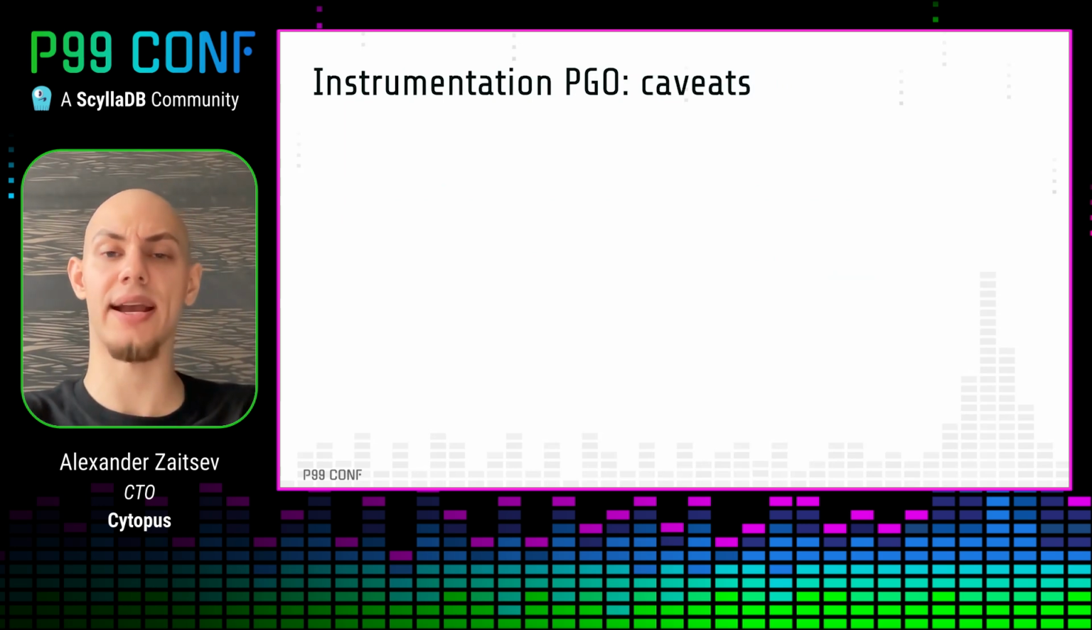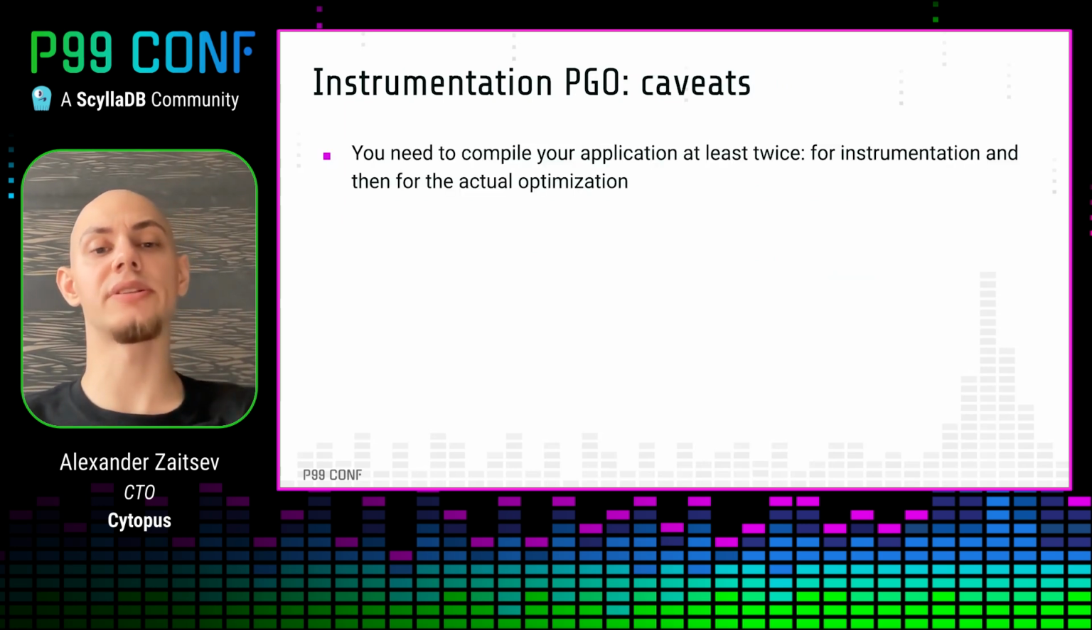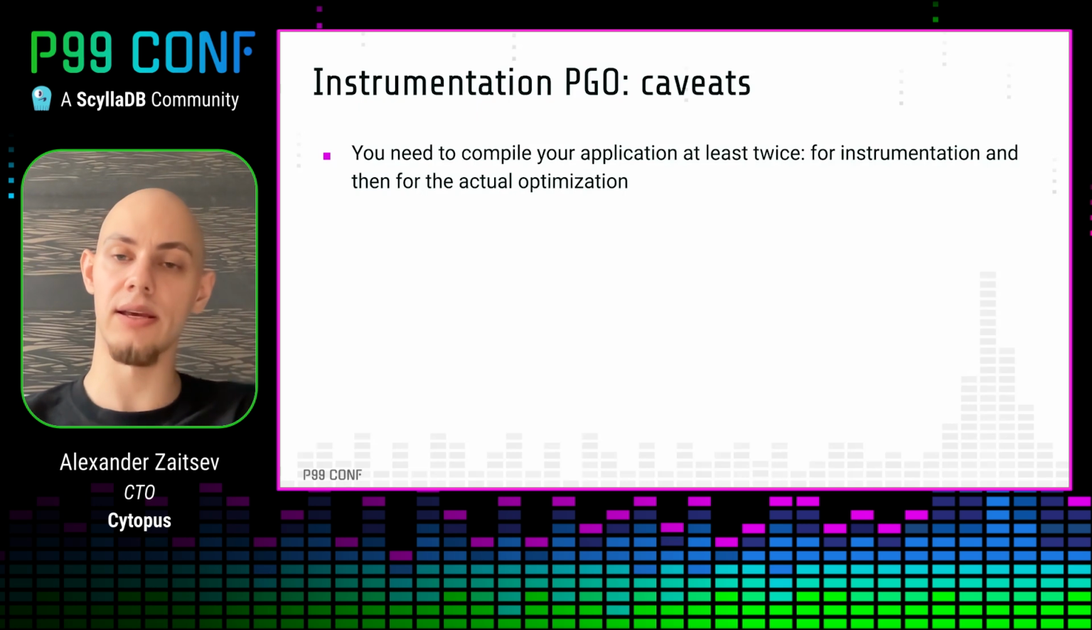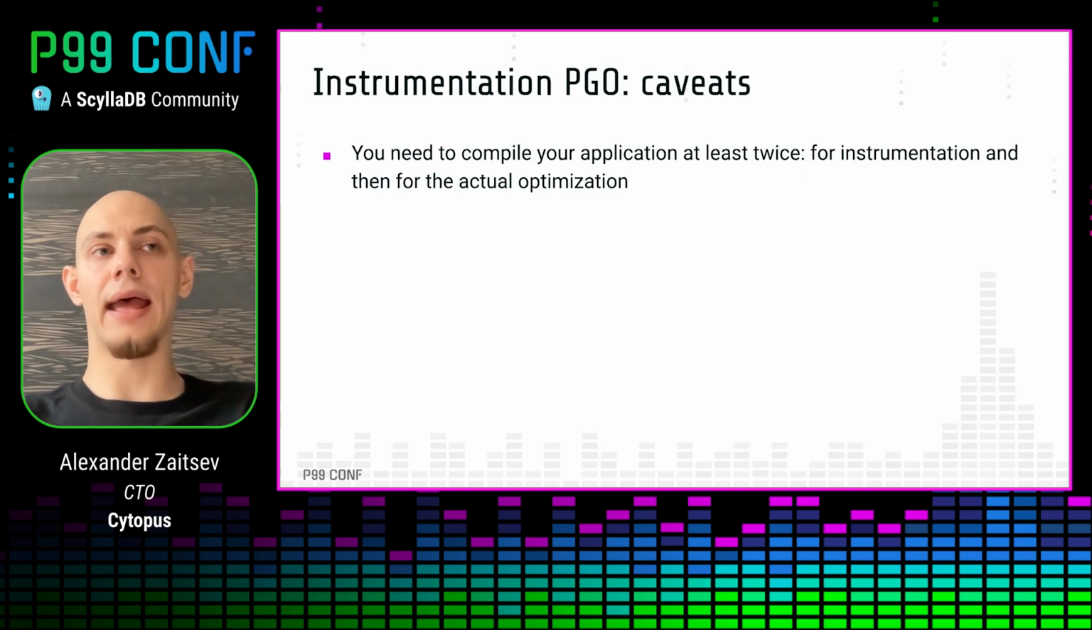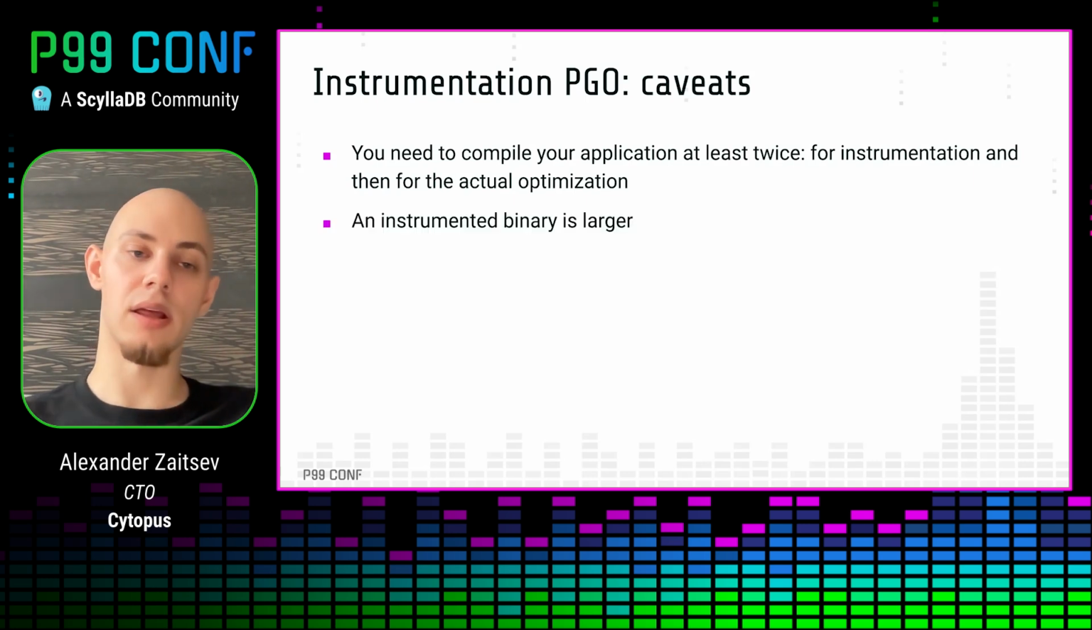Unfortunately, instrumentation PGO has caveats. The first one: you need to compile your application at least twice, for instrumentation and for optimization. And it could be a problem if the application is really huge, like imagine ClickHouse or Chromium, and it can take hours to build it only once. You can imagine that your build time will be increased at least twice for instrumentation PGO, and it could be a problem for your CI pipeline, trust me.